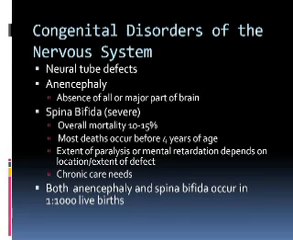Spina bifida, in severe form, has an overall mortality of up to 15%, most deaths occurring before 4 years of age. The extent of paralysis or mental retardation depends on the extent of the defect, and a lot of children with spina bifida have chronic care needs. So this is a group of patients that you may see if you do pediatric palliative care. And both anencephaly and spina bifida combined can occur in up to 1 in 1,000 live births.